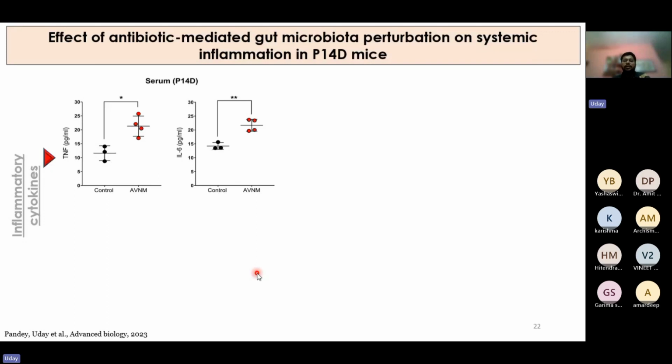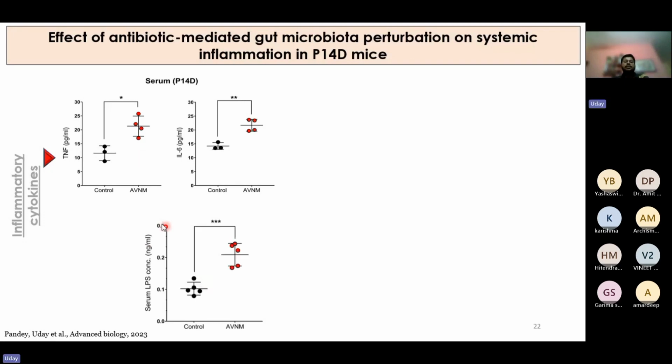So we checked whether the systemic inflammatory cytokines are also changing, because if there is some breaching in the intestinal epithelial layer, microbial products will come to the systemic side and it could lead to systemic inflammation. So we checked two different markers using ELISA, TNF and IL-6. These are pro-inflammatory markers. And we found that in the AVNM group, their concentration is high in the serum.